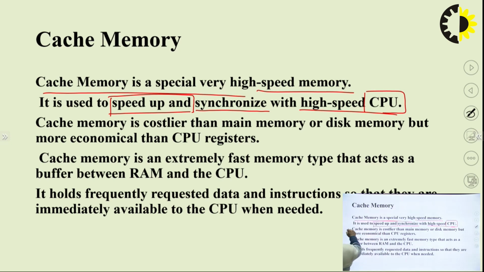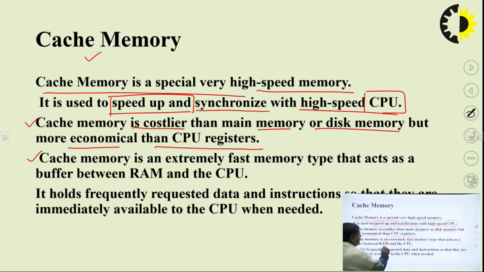Now this is the third point of the cache memory. Cache memory is very costly compared to the main memory and the secondary memory. This is another important point about the cache memory, that this memory is very costly, but it is more economical than the CPU register. Cache memory is a very important memory of your computer organization and system.